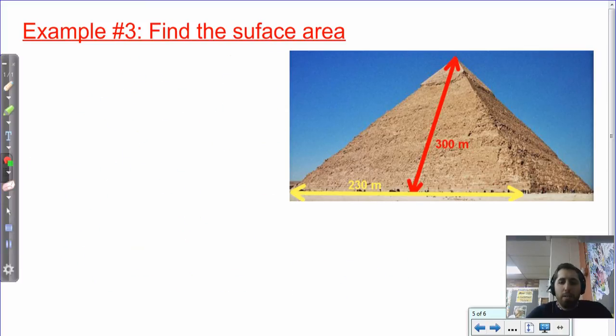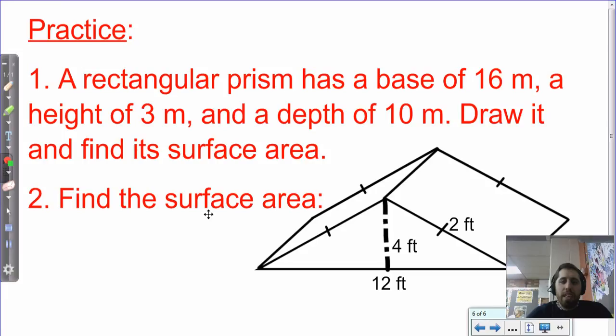All right, I'm going to leave you with some problems on your own. You can feel free. This first one I'm going to ask you to definitely draw it out. It says a rectangular prism has a base of 16 meters, a height of 3 meters, and a depth, or this prism goes back 10 meters. Draw it and then find its surface area.